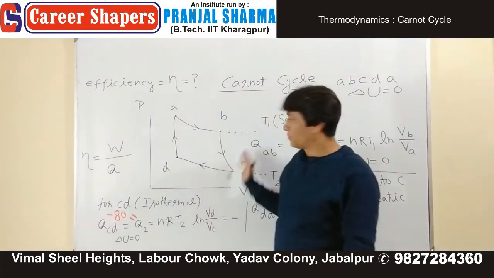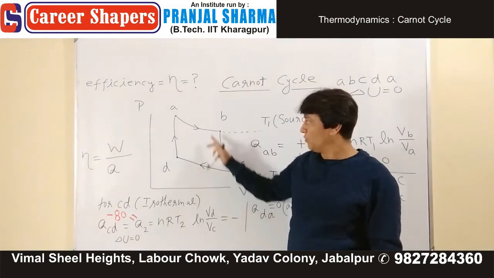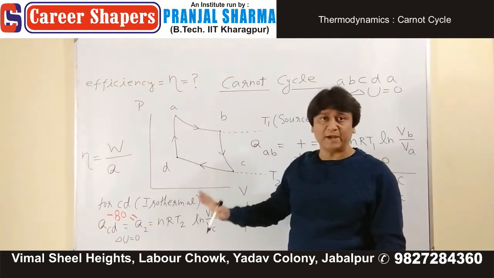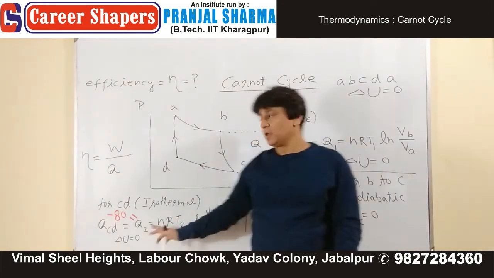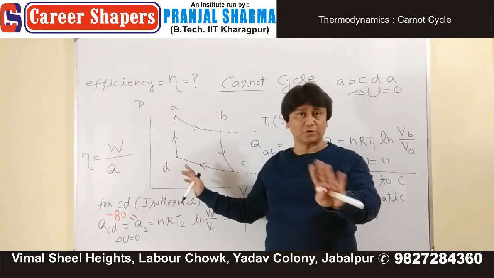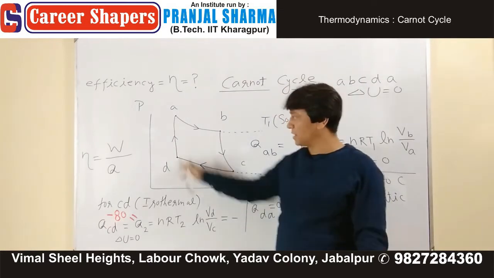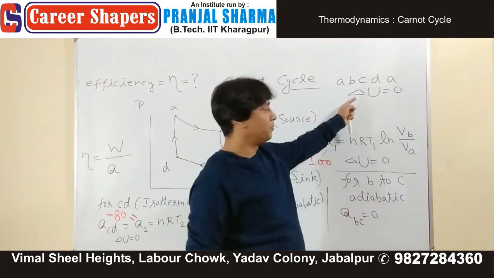This entire process has two isothermal components. For these two isothermal components individually delta U is 0. There are these two parts for which delta U is not 0, but for the entire process we know that delta U must be 0.